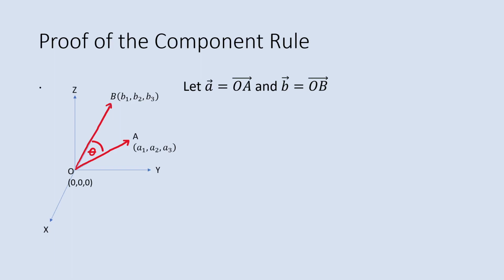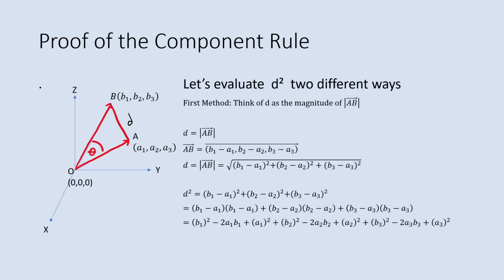Let's imagine we have the vectors a and b as shown. And what we're going to do next is put the third side of that triangle, so to speak, and evaluate that third side's length, quantity squared, two different ways. One way we're going to do it is to imagine that third side is the vector AB.